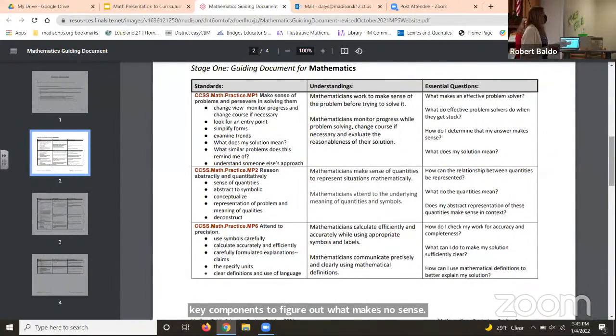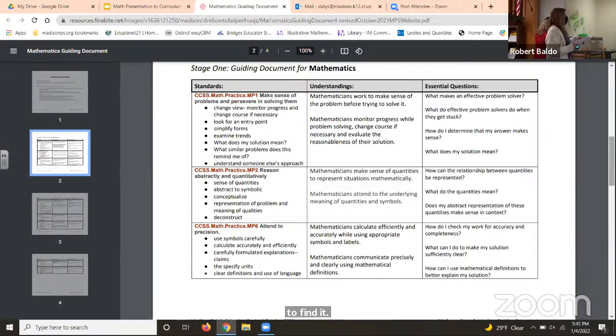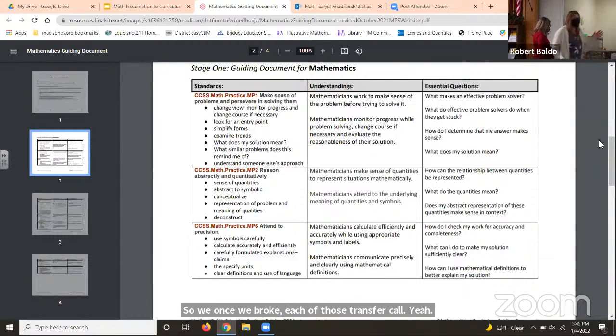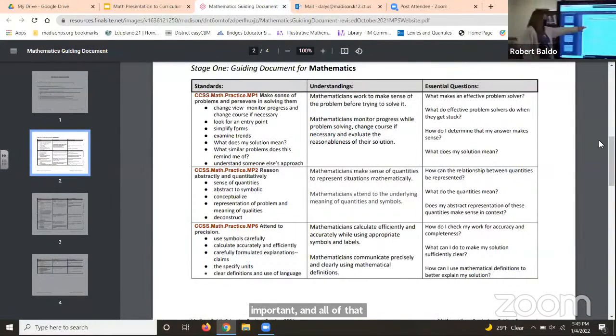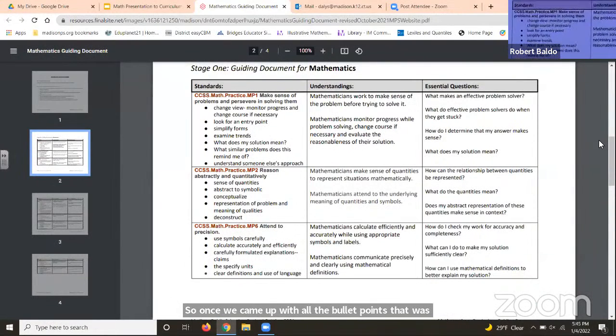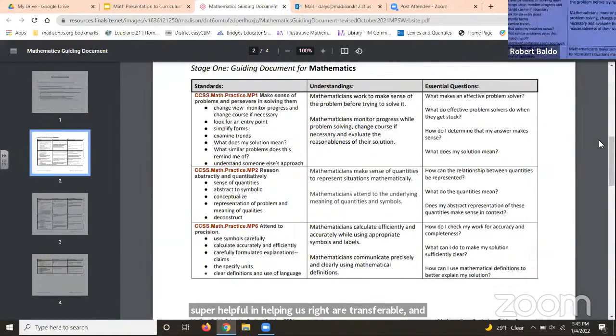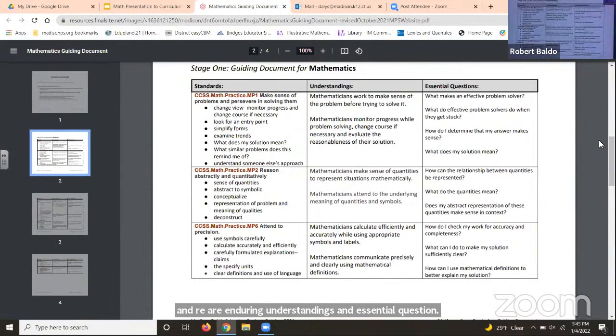So as we were looking at each of the standards, we decided, hang on, let me go back. Once we wrote each of those transfer goals, we really spent, oh, here, this is what I wanted to show you. So here are some of those bullet points that were really important in all of that description that we wrote. So once we came up with all these bullet points, that was super helpful in helping us write our transfer goals, and also then looking at how we were going to go ahead and write our enduring understandings and our essential questions. And again, we made them really relevant for K-12.